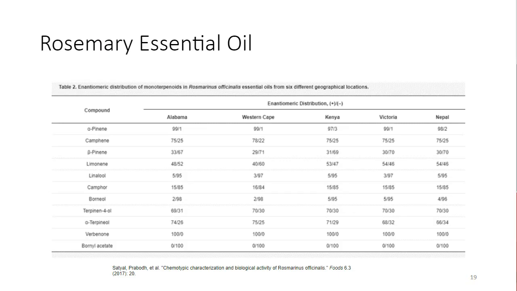Here is another example, of rosemary essential oil, which I collected from various parts of the world. They almost exhibited similar chirality in spite of huge geographical variation, somewhere from Alabama, somewhere from South Africa, somewhere from Kenya, Australia, Nepal. And it is one of the ideal examples of how the chirality remains consistent throughout the geographical variation.